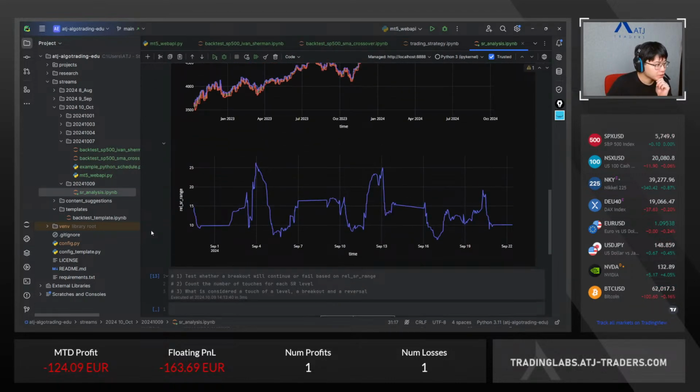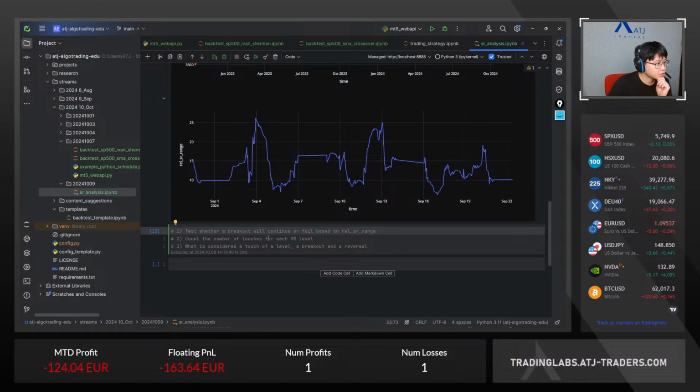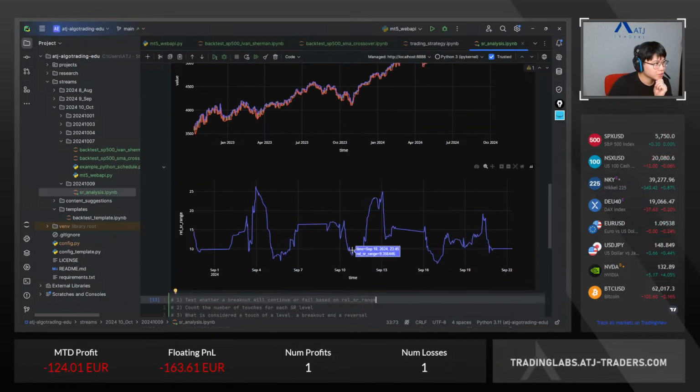Okay, back to support and resistances. Test whether breakout will continue or fail based on relative SR range.